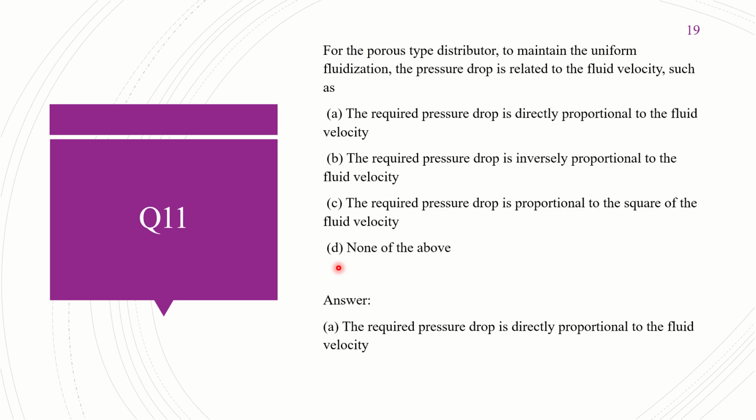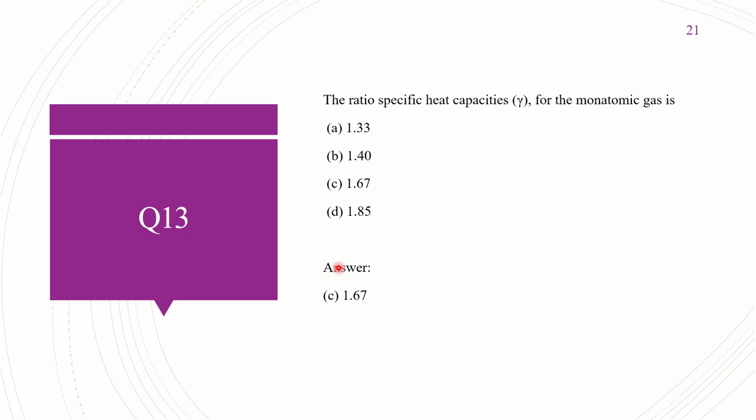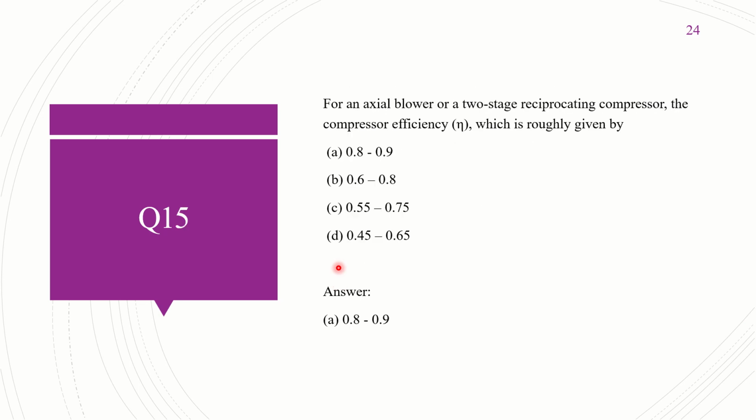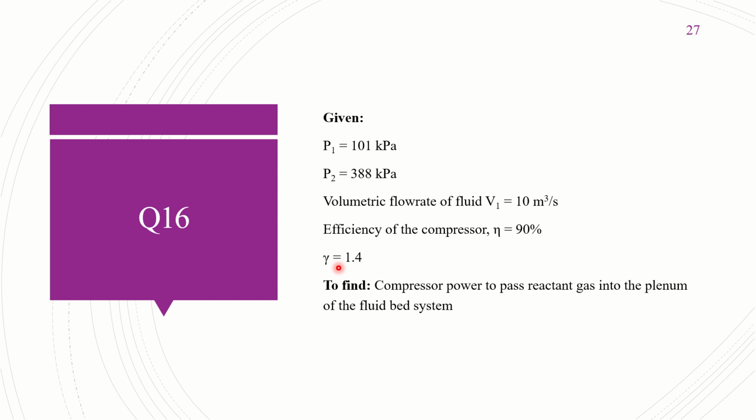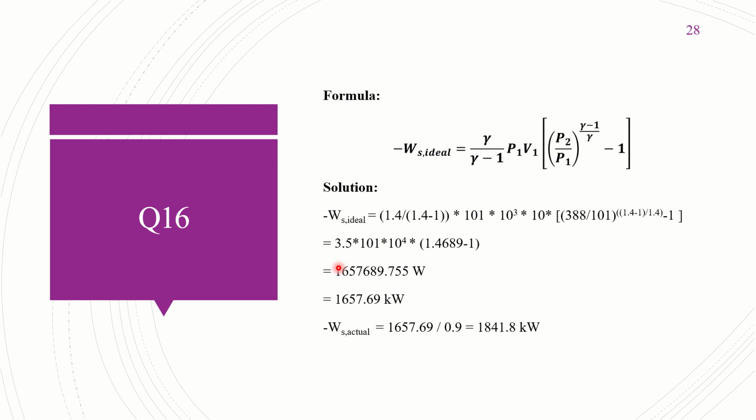And how the system behavior is influenced by that. Further we saw the pressure drop factor, and heat capacity we calculated for monoatomic and diatomic gas. And we saw a problem wherein we calculated the compressor power requirement, where the formula is Ws ideal is equal to gamma by gamma minus 1 P1 V1 into P2 by P1 to the power of gamma minus 1 by gamma, minus 1. So this would give us the ideal power requirement, and we should divide it by the compressor efficiency to get the actual power requirement. So actual would always be greater than the ideal, because we need to account for the friction losses also.